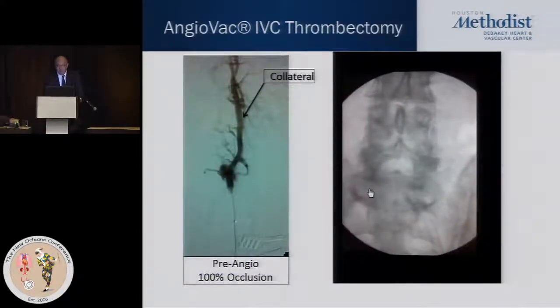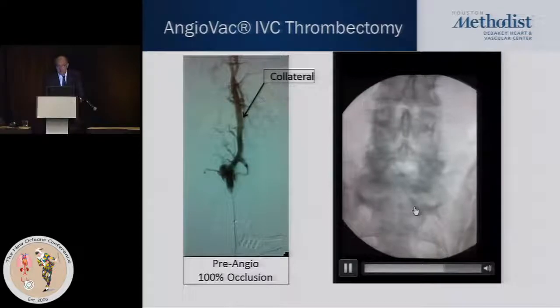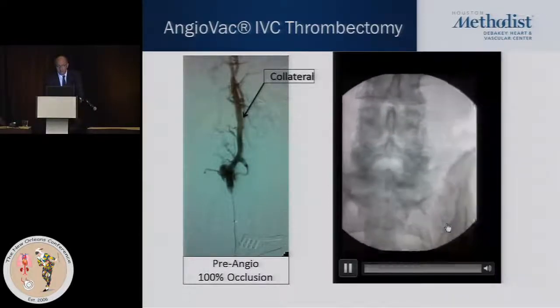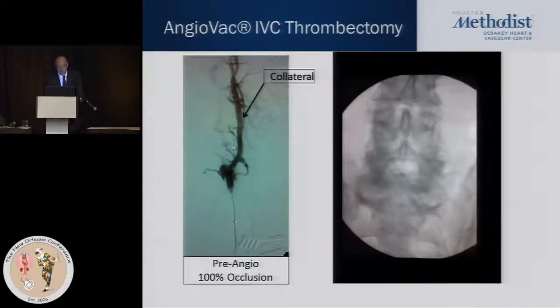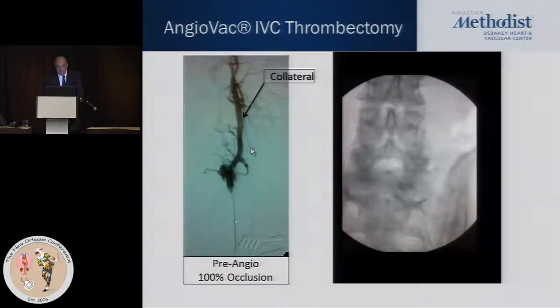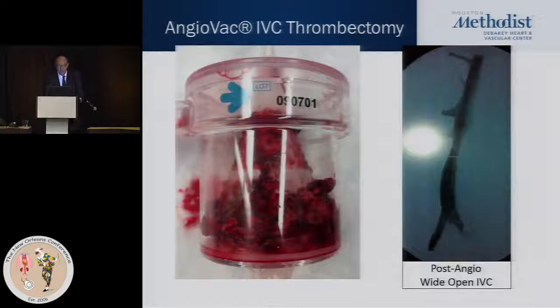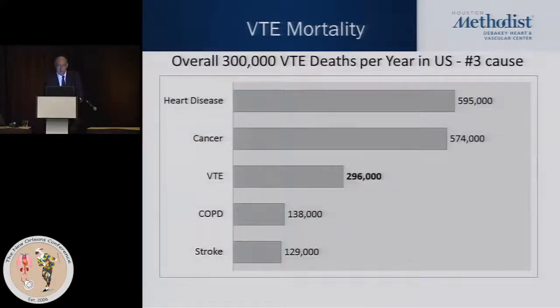An AngioVac was used, and you see the device being placed over here from the left common femoral vein. And this is what the angiogram looked like before the AngioVac evacuation. And this is what was obtained from the inferior vena cava here. And this was the completion angiogram showing a wide open inferior vena cava.